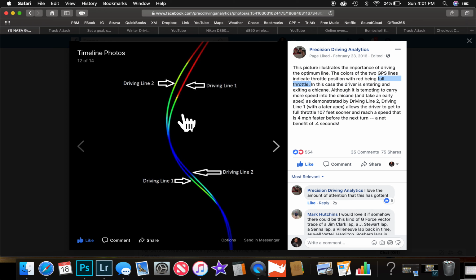Okay, so there's your little beginner introductory data acquisition. Look for more of this in the future.